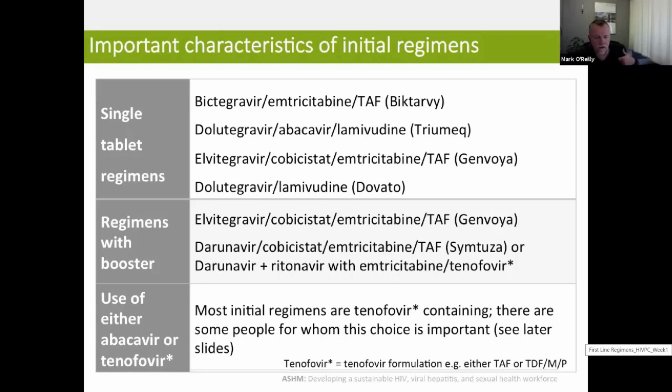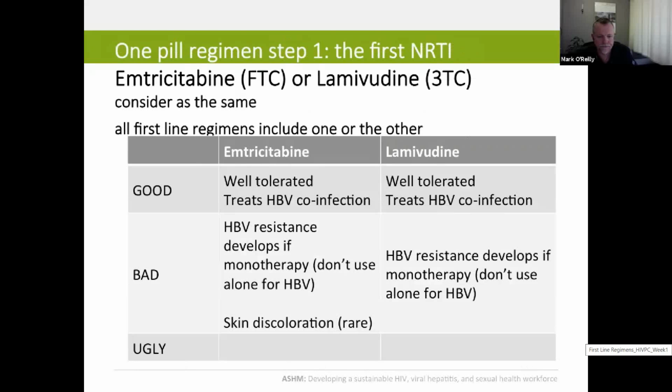I guess the question these days, or the issue these days, is that abacavir is associated with an increased risk of myocardial infarction. So the majority of regimens, at least prior to the advent of dual therapy with dolutegravir and 3TC, probably the majority of regimens would contain a tenofovir-containing medication.